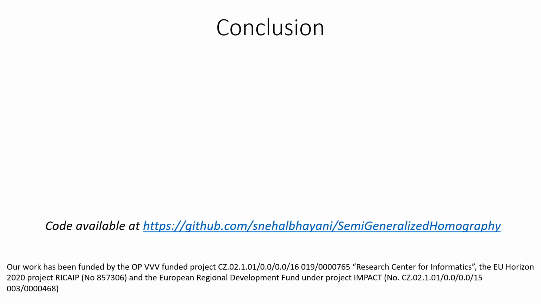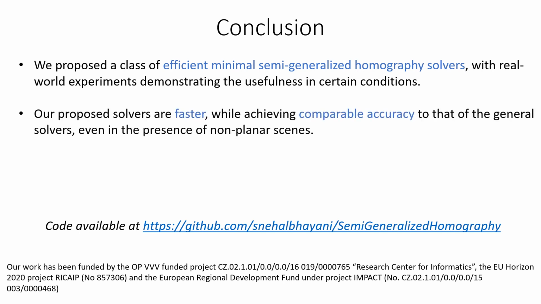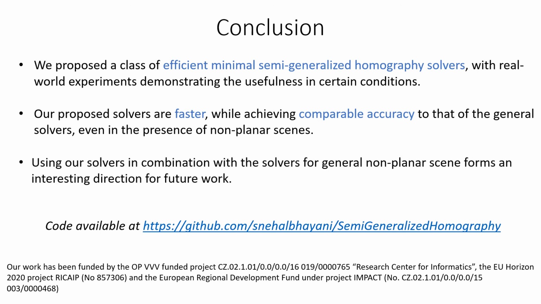In this work, we have studied the semi-generalized homography problem, deriving a set of linear constraints that were used to propose a class of efficient minimal solvers. As indicated by our real-world experiments, the solvers work well even for those scenes that are not completely planar. This indicates an interesting direction for future work. Our proposed solvers can be combined with the more general solvers that work for non-planar scenes. Then we can have a smart algorithm for selecting the solver best suited for each scene in a data-dependent manner, and this would give us the best of both types of solvers.